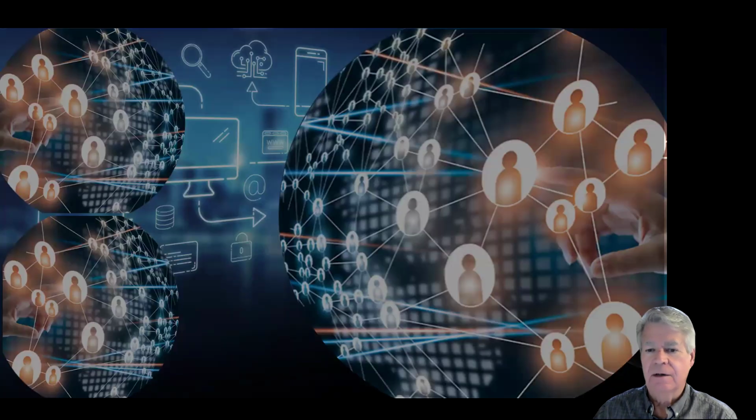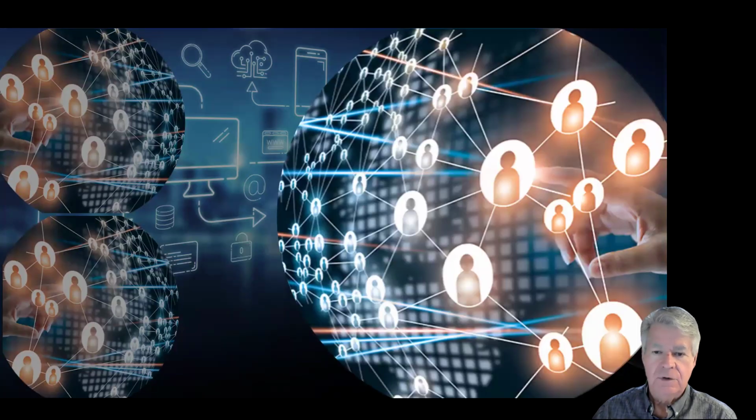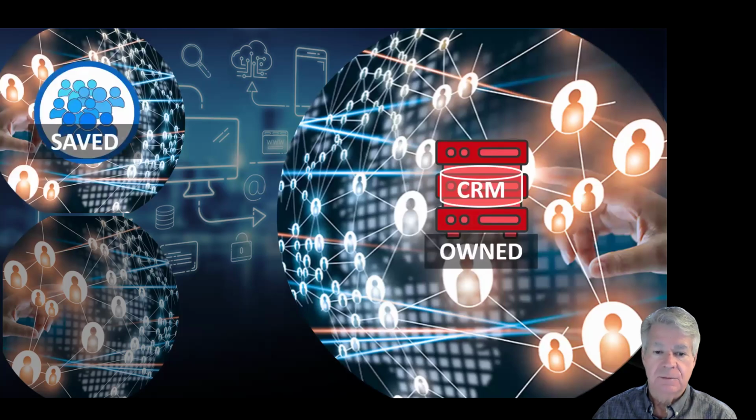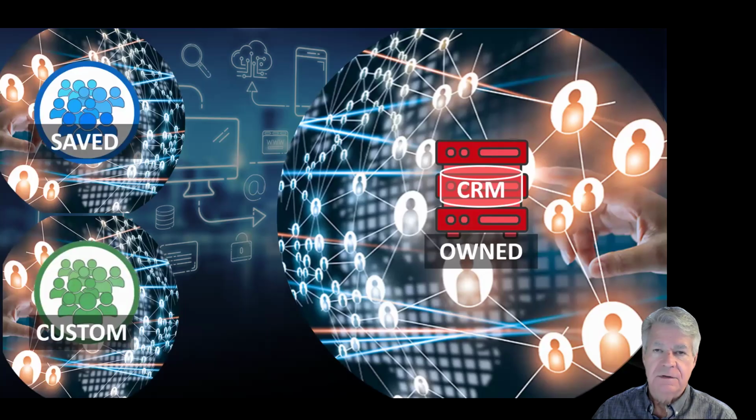So if you think about it, you can see that you really have three types of audiences. Your owned audience in your CRM, saved audiences in social media, and custom audiences also in social media. You may have noticed something odd about these names. Why is a saved audience called a saved audience? After all, you can save a custom audience.